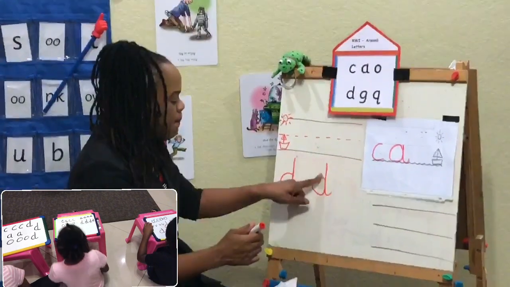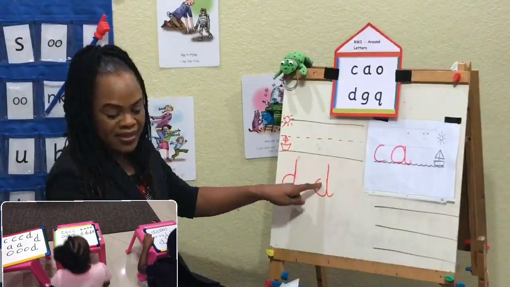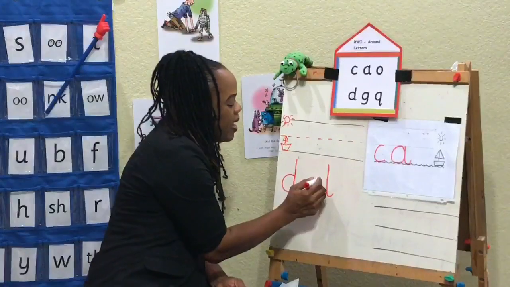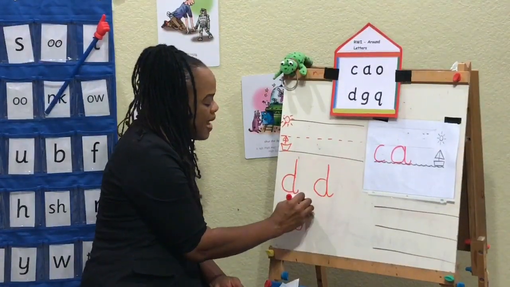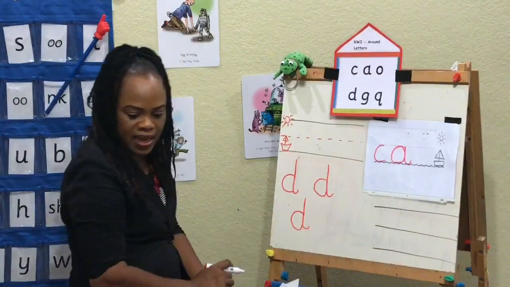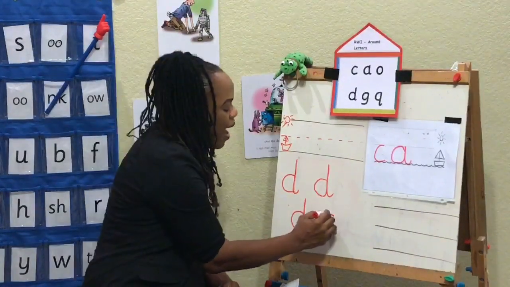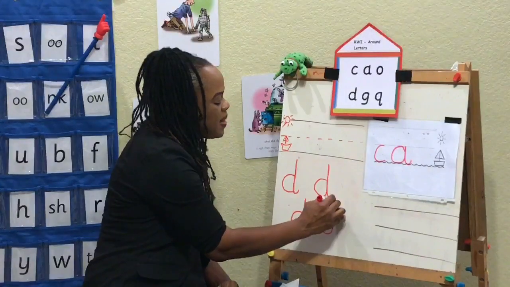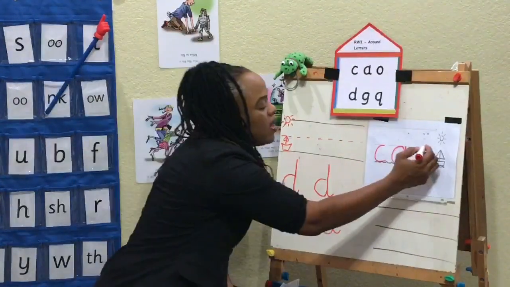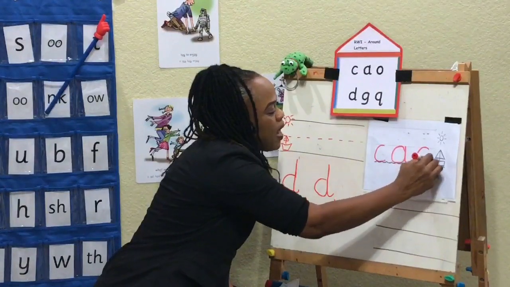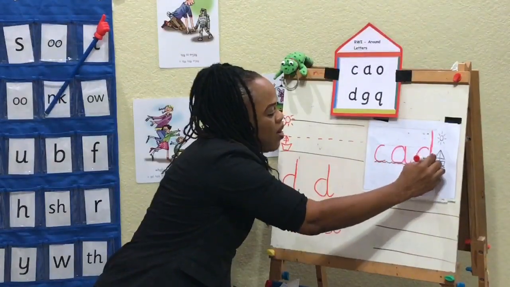Make sure you close it up. We don't want to see that. So if that's there, you've got to close it up. Okay? Let's go again. Around his bottom, up his neck, down his tail.